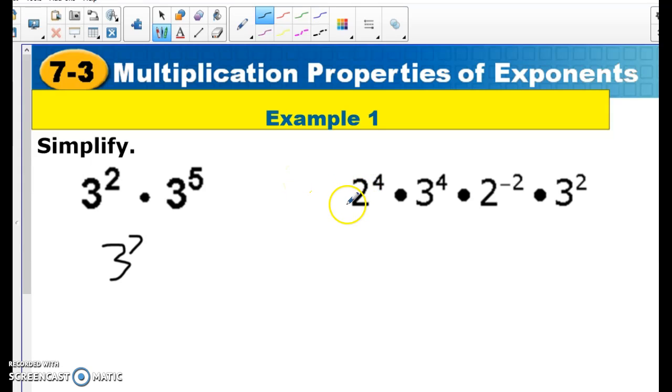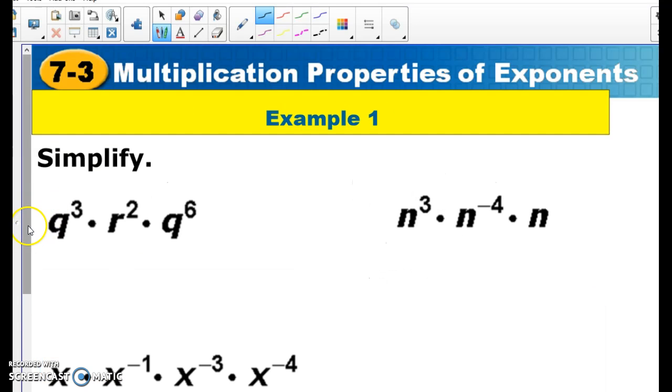I can also do that when I simplify things. So I have a 2 to the 4th and a 2 to the negative 2, which if I add those is going to give me 2 to the 2nd, and a 3 to the 4th and a 3 to the 2nd, which is going to give me a 3 to the 6th. Depending on what the book says, if it says evaluate or if it says simplify, this might be your answer. You might be done, or you might have to actually solve that out.